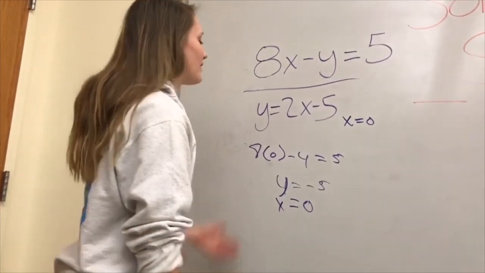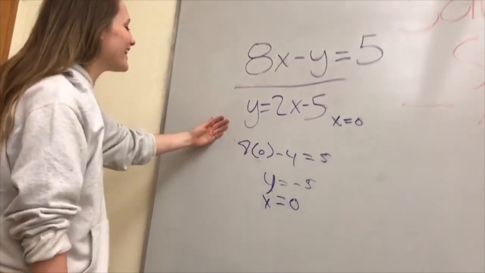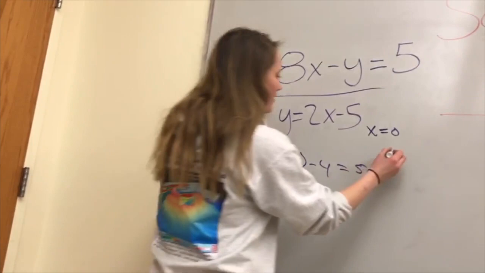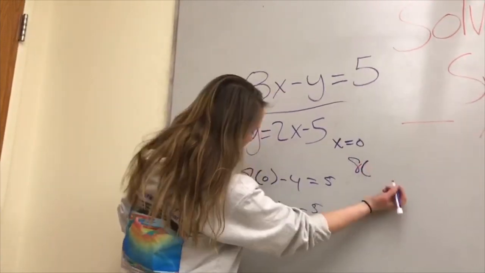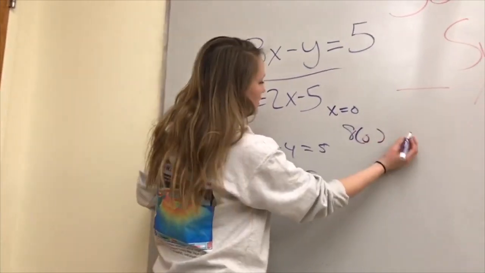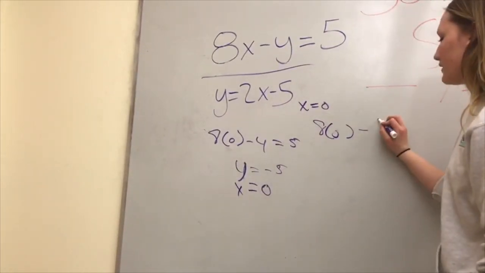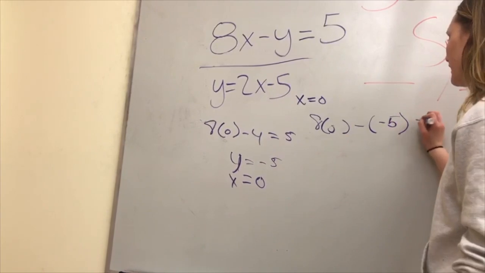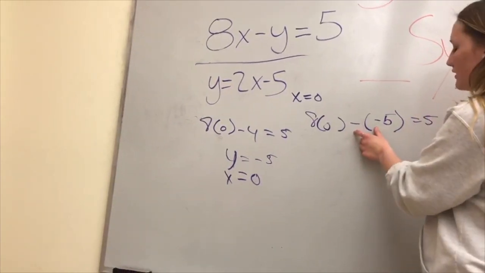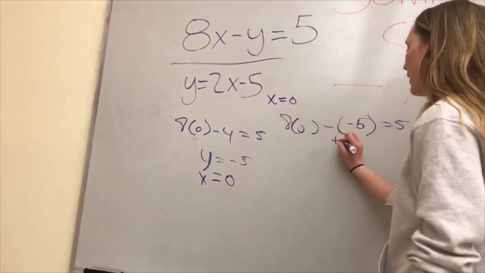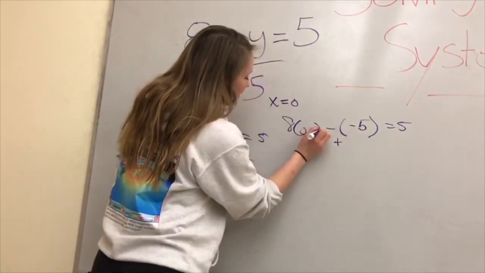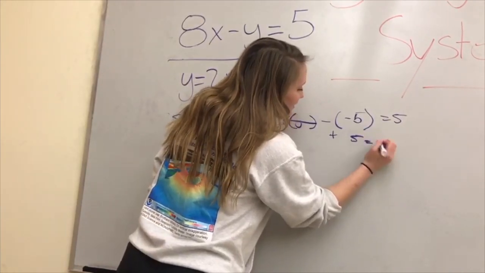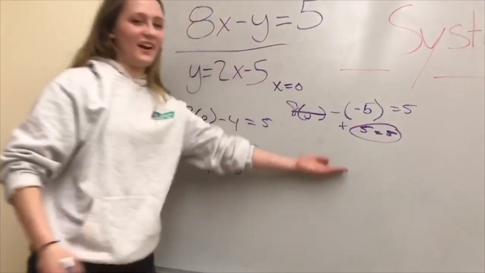So if we want to check our work, we can plug into this equation again. 8x, so 0, minus negative 5, equals 5. Since it's two negatives, it turns into a positive. And this cancels out because 8 times 0 is 0. So then you're left with 5 equals 5, which is correct.